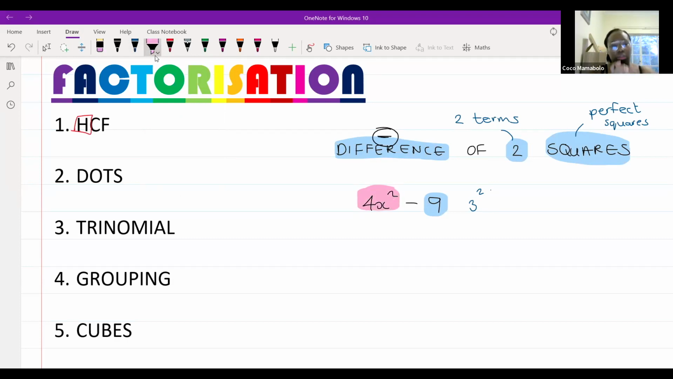Think about 4. We already know that the x squared can 100% be written as a difference of 2 squares. But the 4 can also be written as 2 squared. So do I have perfect squares everywhere? Yes. So this one definitely meets my criteria. Now, let's challenge you a little bit.